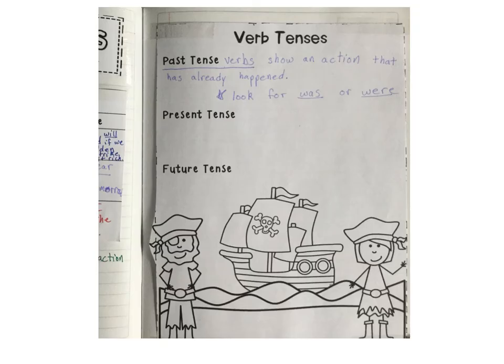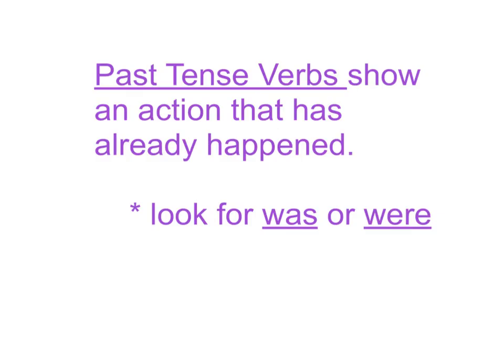Now that we finished the left-hand side of the page, we're going to start writing on the right-hand side of the page. We're first going to start with the past tense this time. Past tense verbs show an action that has already happened. Look for was or were. Pause the video here to finish writing this.